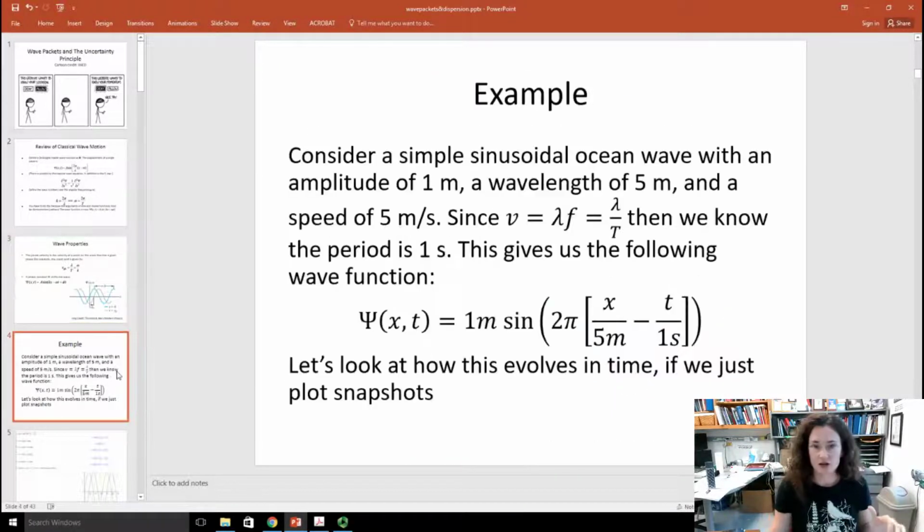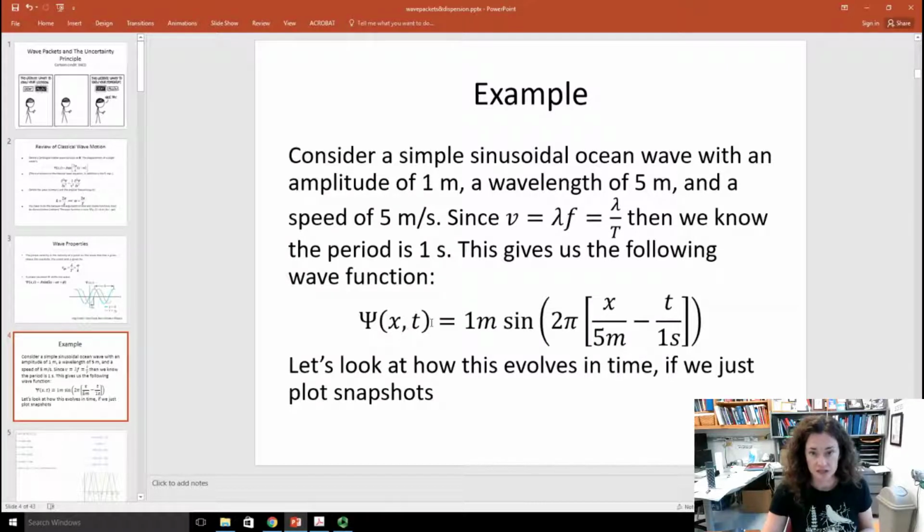Now to review these concepts, let's do a little example problem. Let's consider that you have a simple sinusoidal ocean wave with an amplitude of 1 meter, a wavelength of 5 meters, and a speed of 5 meters per second. Now since we know that v is equal to lambda f, the wavelength times the frequency, which is the wavelength over the period, then we know that the period is 1 second, just solving. Because our speed is 5 meters per second and our wavelength is 5, so we know that the period is then 1 second.